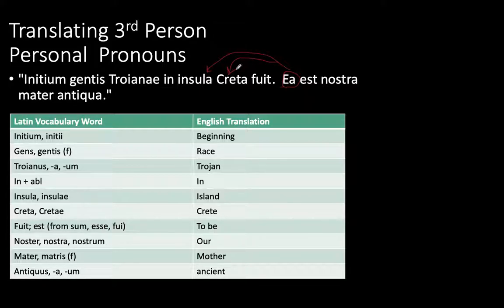Ea is feminine, and if we were translating this like a normal pronoun, we would translate it as she because it's feminine. But because we are referring to an island or the specific name of an island, instead of translating it as she, we'll translate it as it. It is our ancient mother. So from beginning to end, the sentence says, Initium gentes Troianae, the beginning of the Trojan race, fuit was in insula Cretae, on the island Crete. Ea est, it is, nostra mater antiqua, our ancient mother.